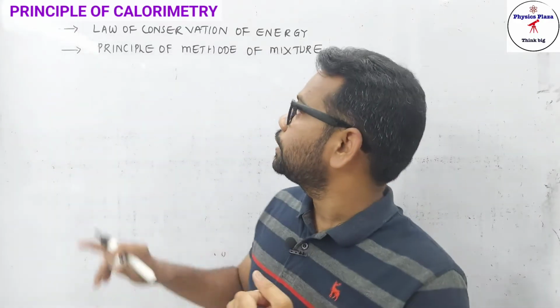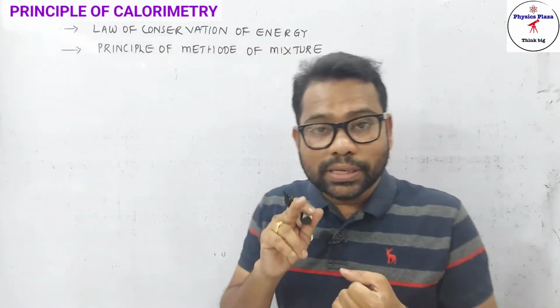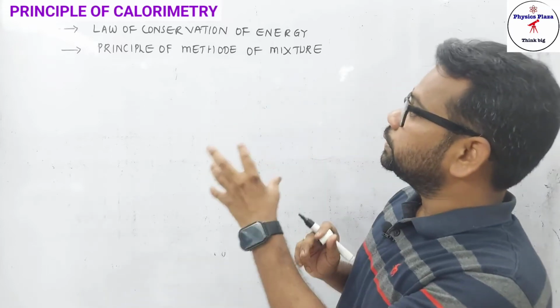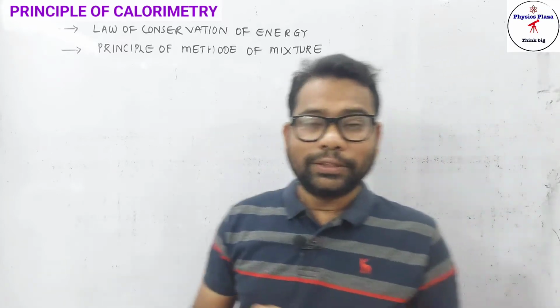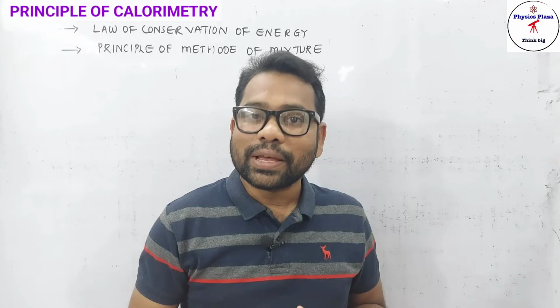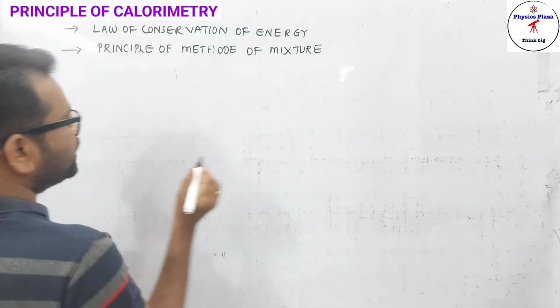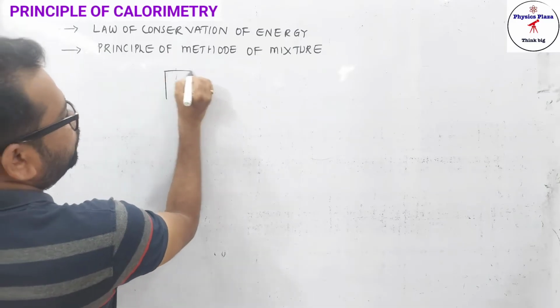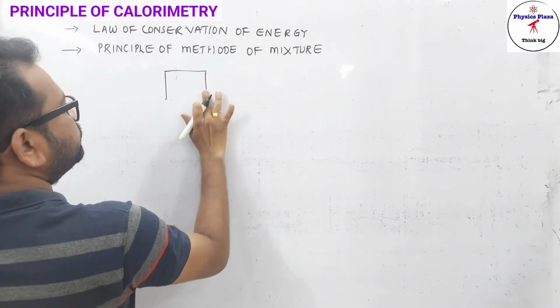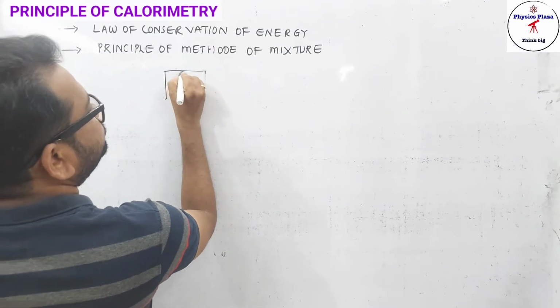So three basic questions we can expect. On which law does it base? It is based on the law of conservation of energy. What is another name given to it? It is called the principle of method of mixture. Then how can you state it? They may ask you a question: state the principle of calorimetry. For this, to understand it, let us take a hot body.